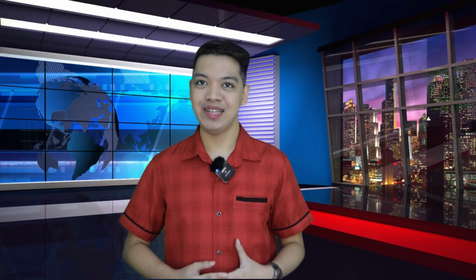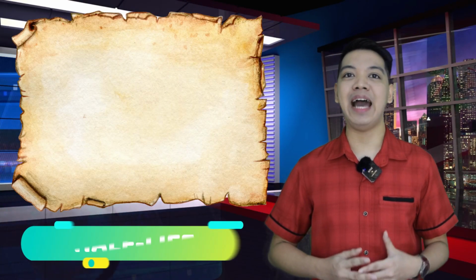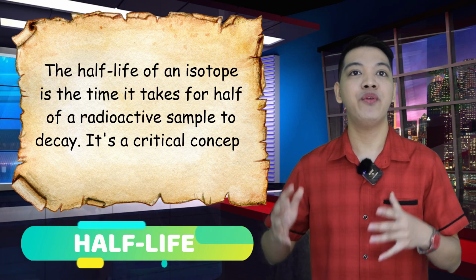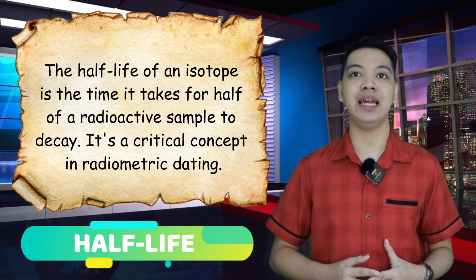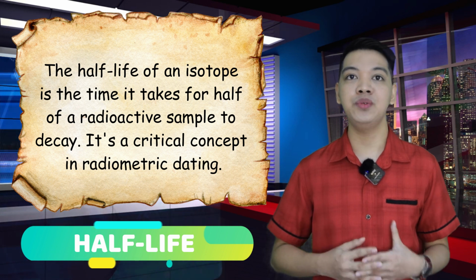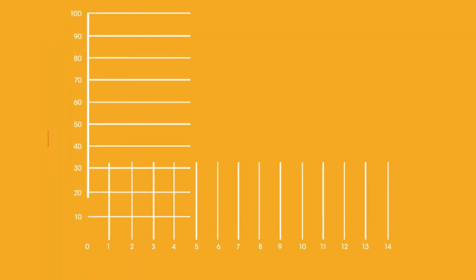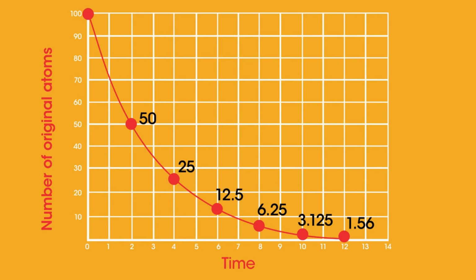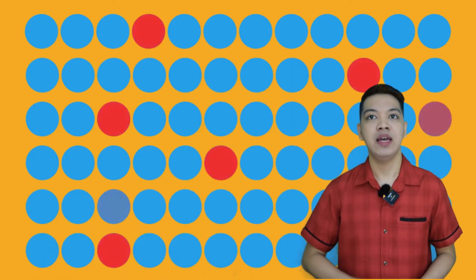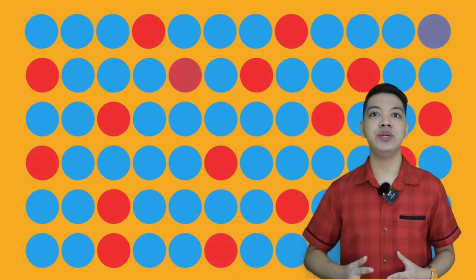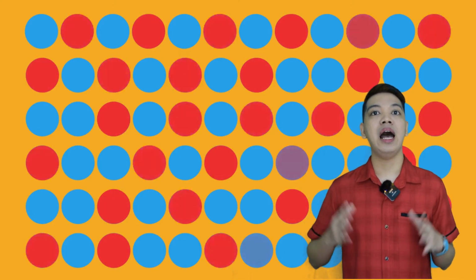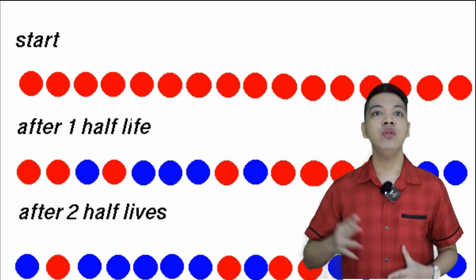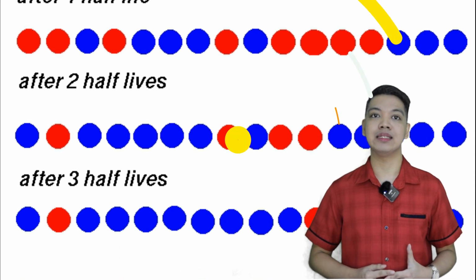Now, let's talk about half-life. The half-life of an isotope is the time it takes for half of a radioactive sample to decay. It's a critical concept in radiometric dating. As time passes, the amount of parent material decreases by 1/2 after each half-life. For example, after one half-life, half of the parent material has turned into daughter materials. After 4 half-lives, only one parent isotope remains.